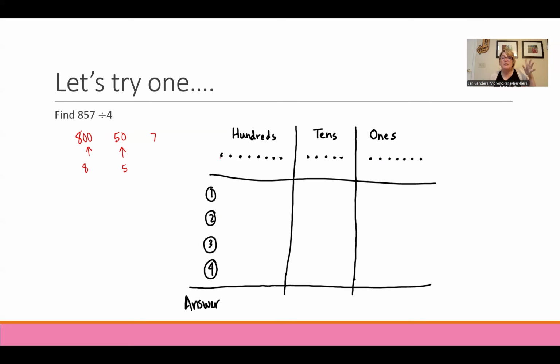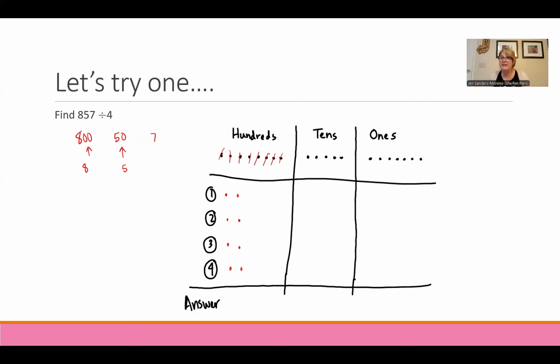Okay, so we're going to share 8 between 4 people. So 8 shared between 4 people, each one's going to get 2, or you can actually count it out. So 1, 2, 3, 4. So we just handed out 4, and then do it again. 1, 2, 3, 4. No leftovers. So the hundreds, we had exactly the right amount of hundreds to hand out, no leftovers.